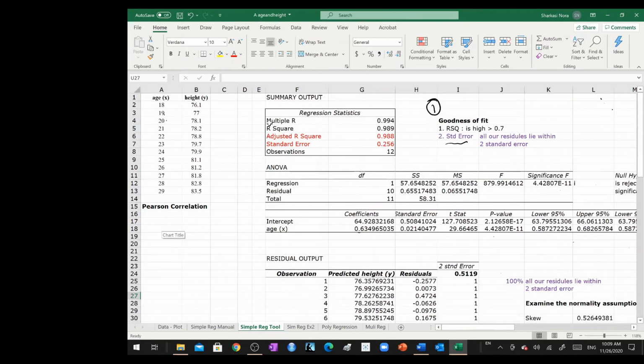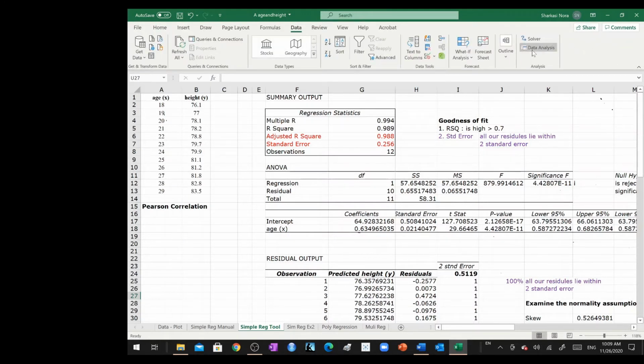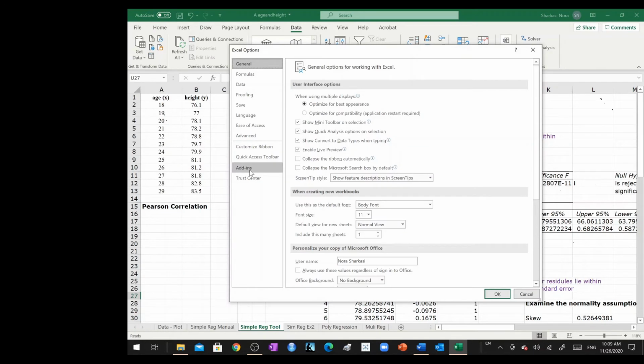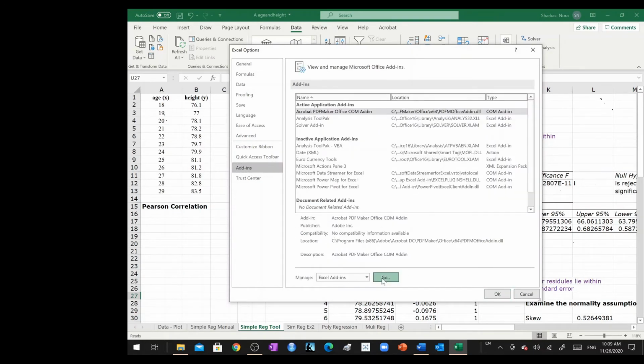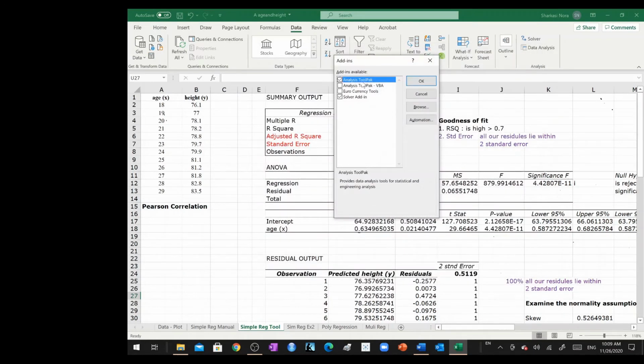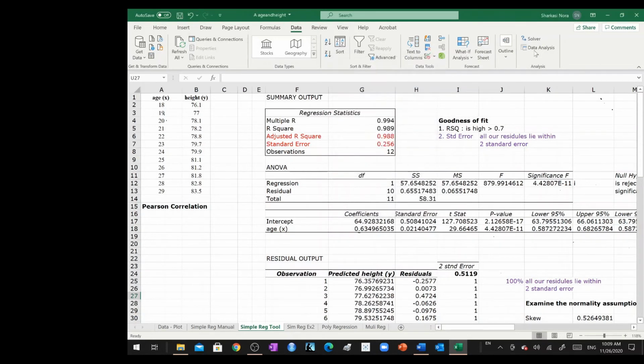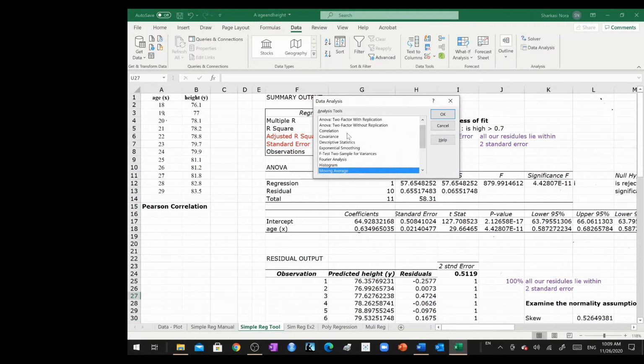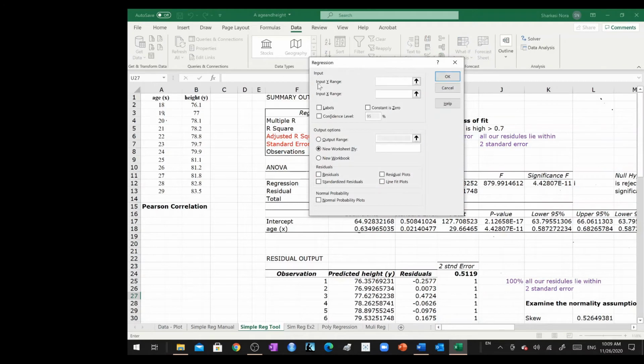So over here, we have the data points, the age and height, and we would like to find out the output of regression. So basically you need to go to data, find out if you have the data analysis. If you don't, go to file, go to options, and then all the way down, go to add-ins, Excel add-ins, go in there and check the analysis tool pack and hit OK. So now that you have the analysis tool pack available, you need to click on it and choose regression.